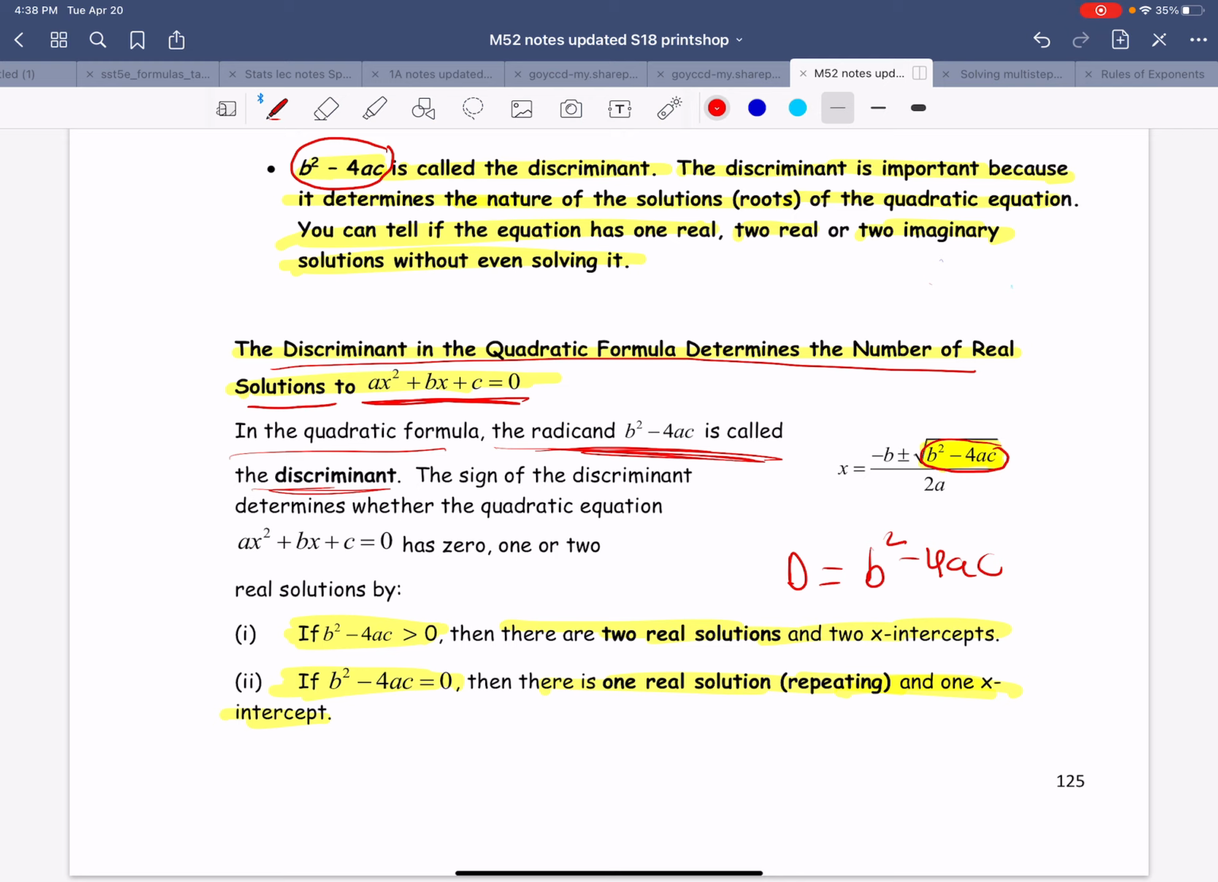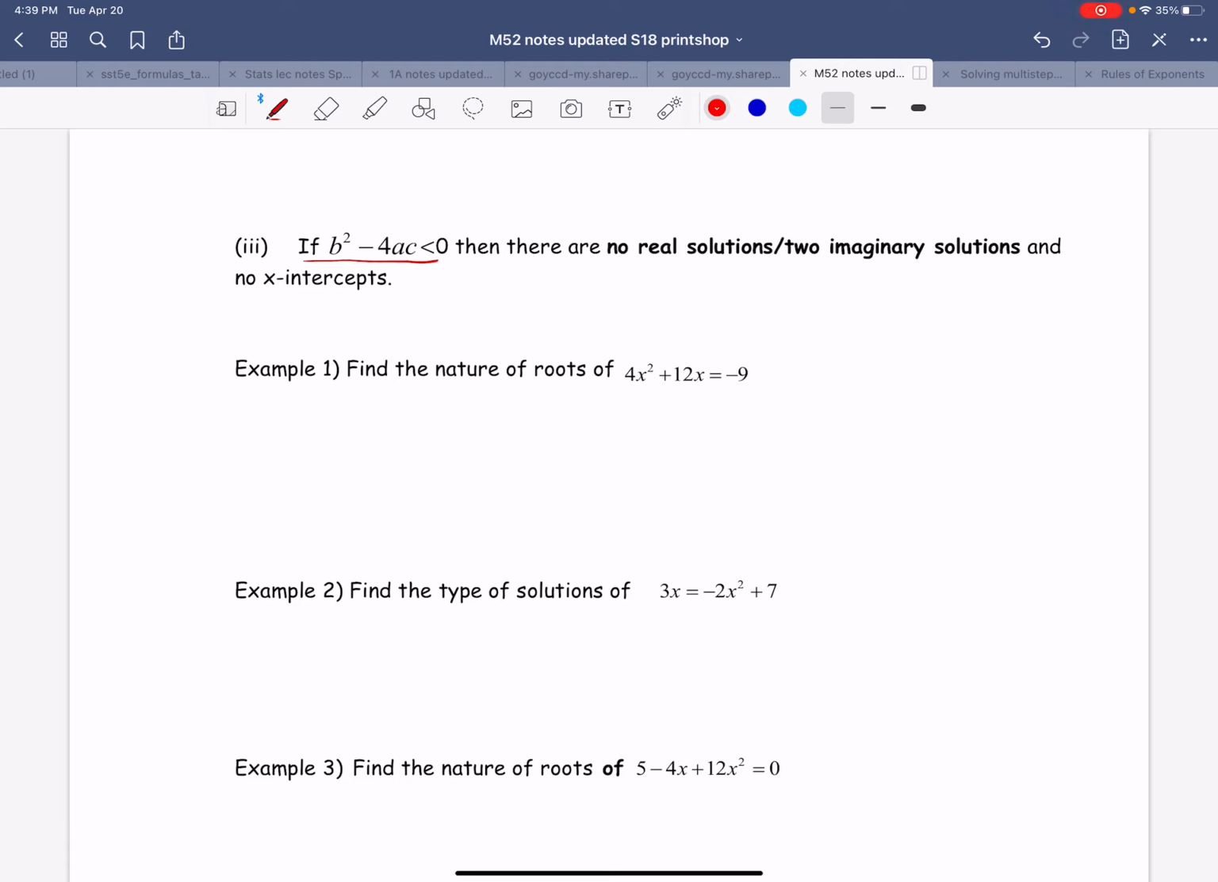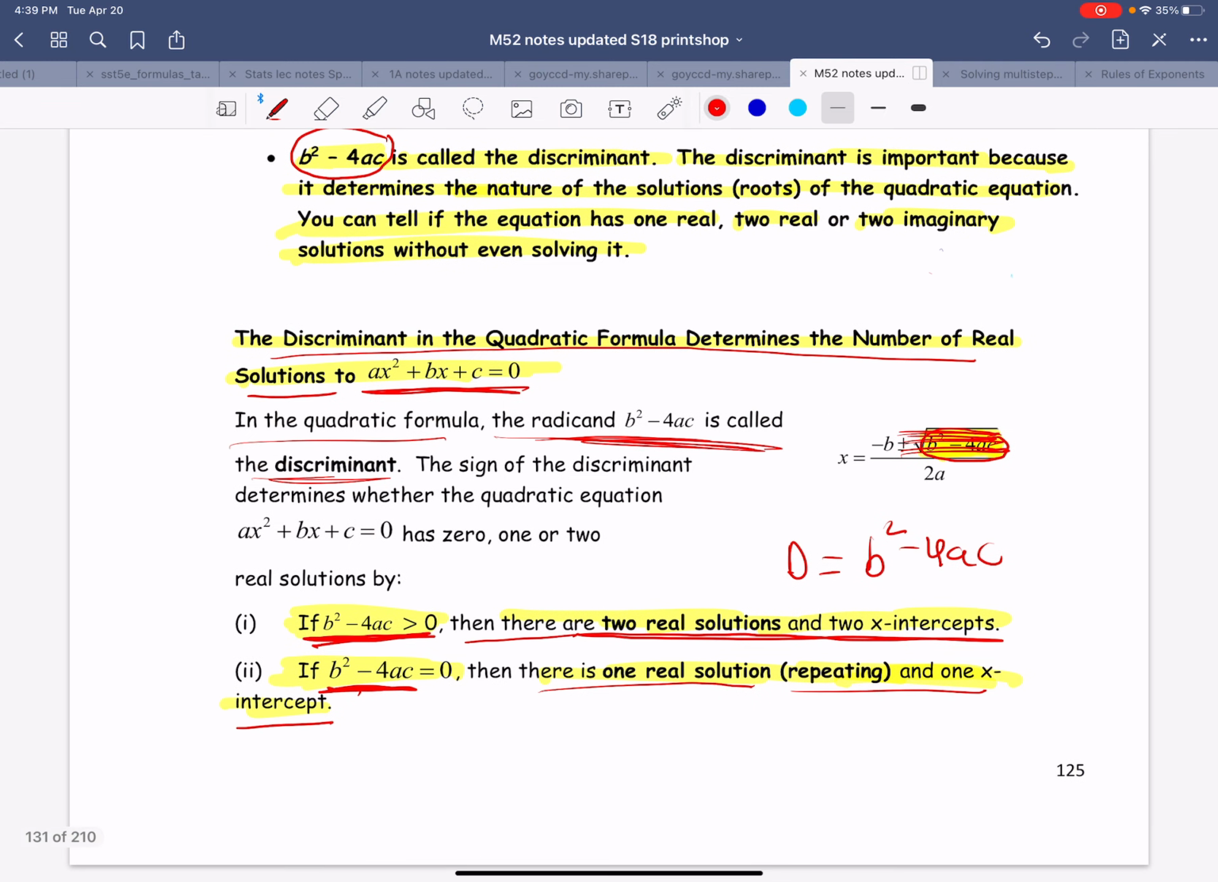So if b squared minus 4ac is greater than 0, then there are two real solutions or two x-intercepts. If that expression inside the radical is 0, then this entire thing will have no significance and there will be only one real solution. It will be a repeating solution. If b squared minus 4ac is less than 0, then there would be no real solutions, or there would be two imaginary solutions.